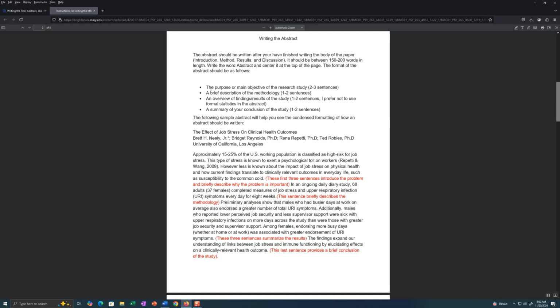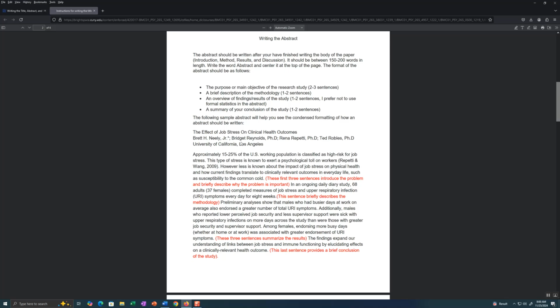So, purpose or main objective, couple sentences. The methodology, a couple sentences. An overview of the results findings without the statistics, a couple sentences. A summary of a conclusion, 1 to 2 sentences. So that's going to give you 150 words. Write it as a solid paragraph.